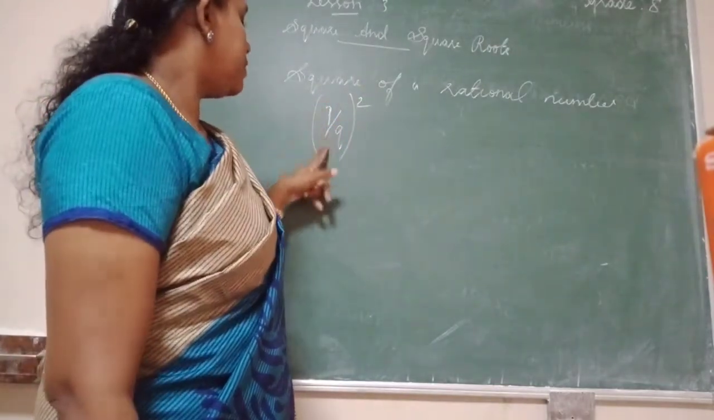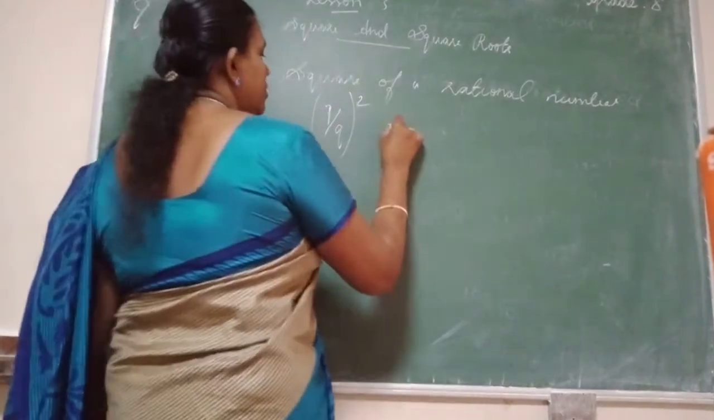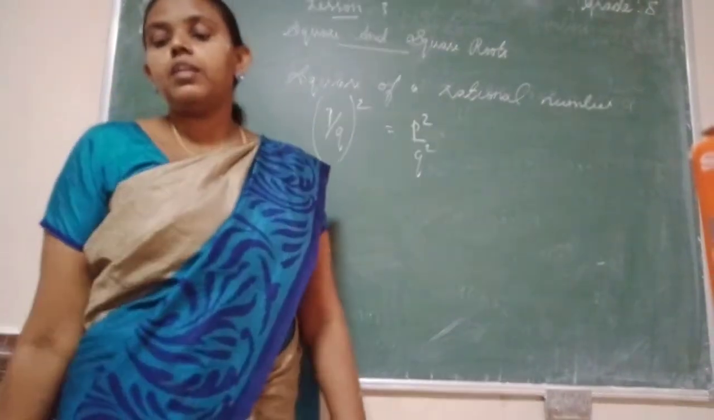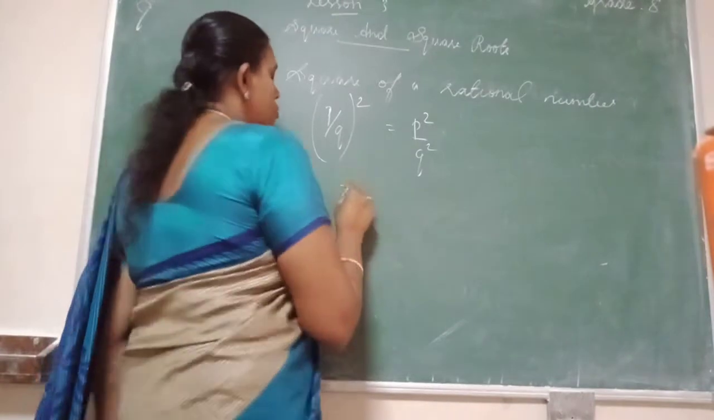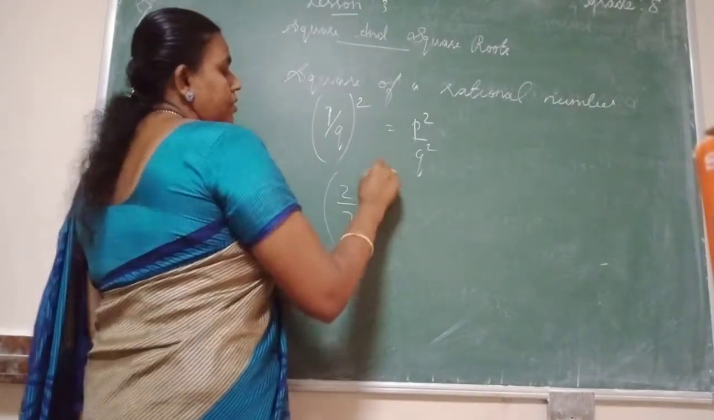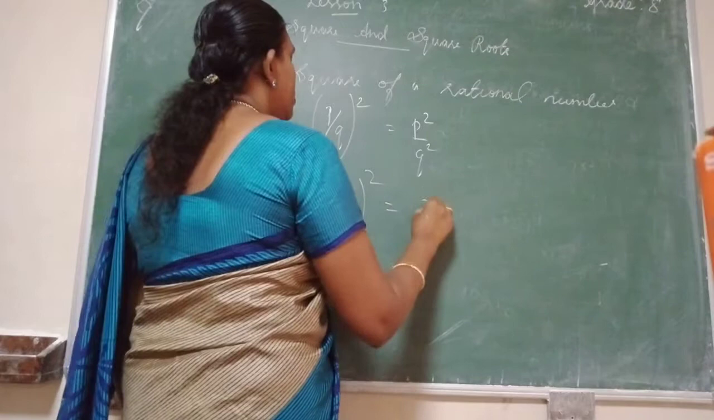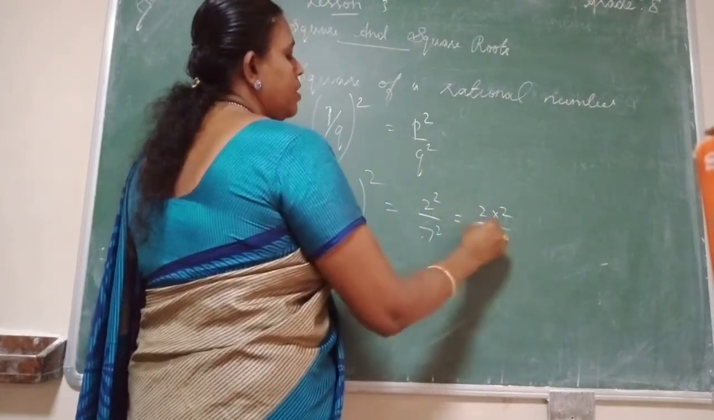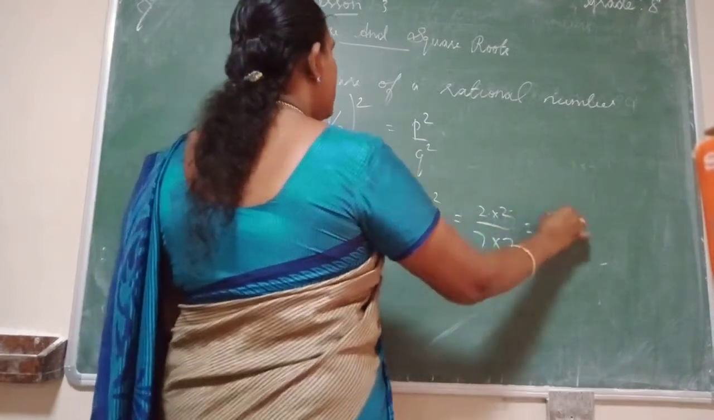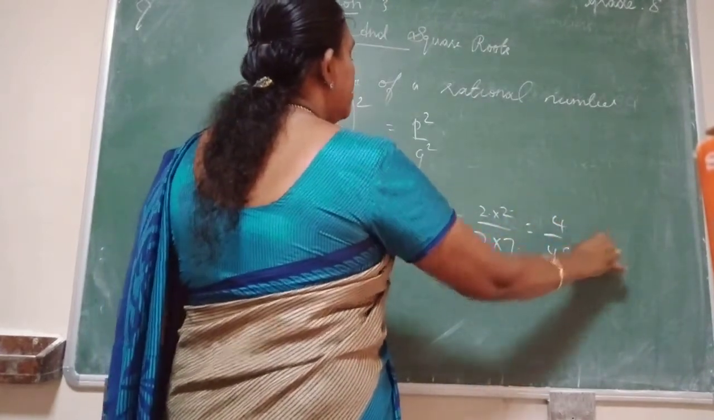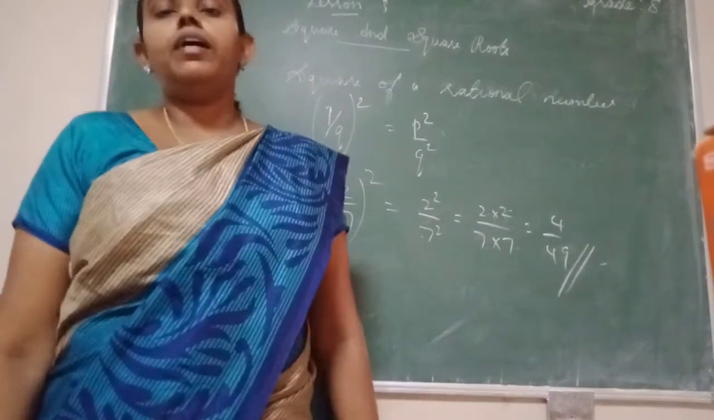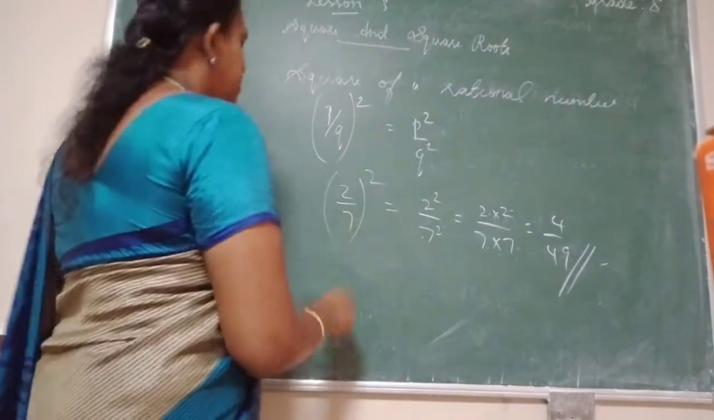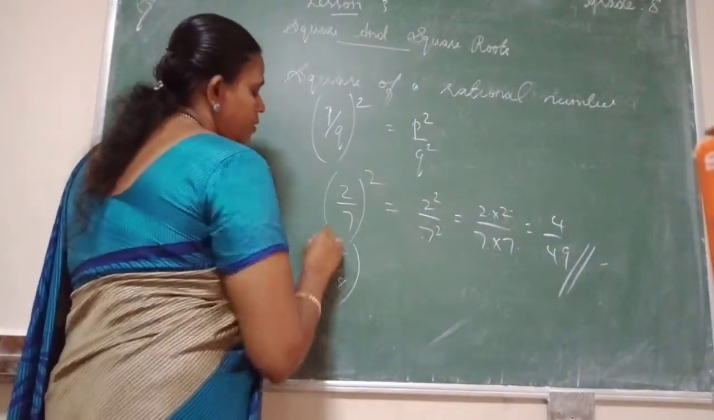Square of a rational number p by q the whole square is equal to p square by q square. So 2 by 7 is a rational number. We are going to find the square of this rational number. That is equal to 2 square by 7 square, which is 2 into 2 by 7 into 7. 2 2s are 4. 7 7s are 49. So 4 by 49.